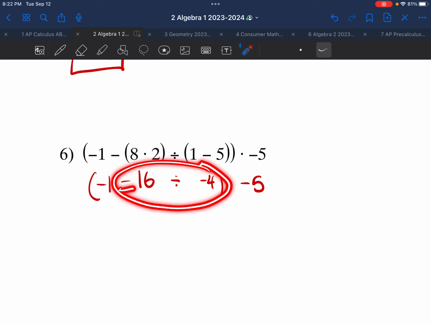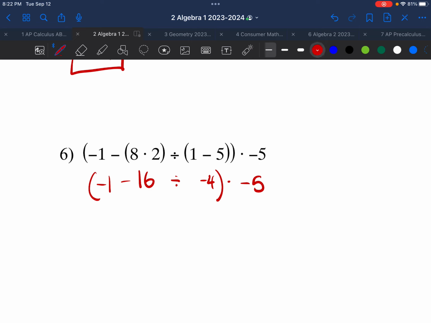And it's a negative divided by a negative, which is a positive. So it's a positive 4. 16 divided by 4 is 4. And then I'm going to copy down everything else. This needs to come down here. It's a positive 4, so it's a plus 4. So I have a negative 1 right here. And then I've done all that, so I just need to keep the parentheses. I haven't done everything in the parentheses, so that's why I keep them.